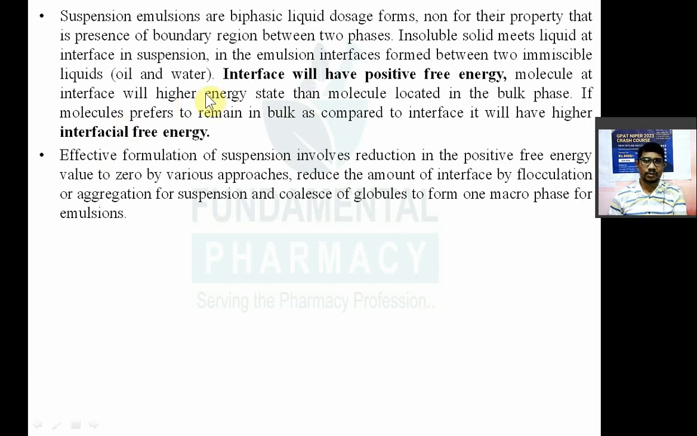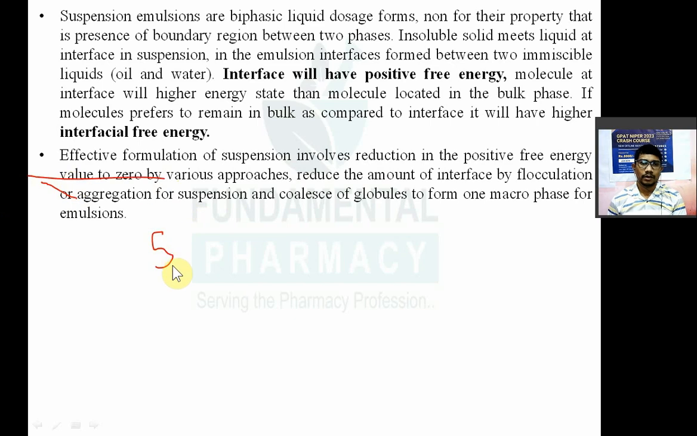So the interface will have free positive energy, and you have to reduce that free positive energy to get a stable suspension. There are a lot of ways to decrease it. You can reduce the interfacial area by flocculation, by aggregation, or by coalescence of globules. Another way is by addition of a surfactant. You can add surfactant so that the interfacial free energy tends to become zero.